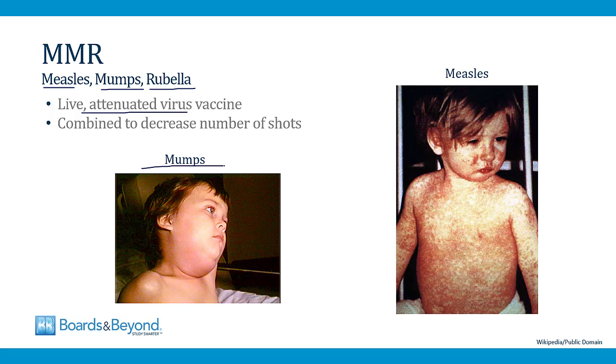Mumps causes parotid swelling, like what this child has here in this picture, as well as other symptoms, and measles and rubella both cause a maculopapular rash like this child shown here. And because the vaccines for measles, mumps, and rubella are all given on the same schedule, years ago they were combined into a single vaccine, the MMR vaccine, to decrease the number of shots required to give the child.